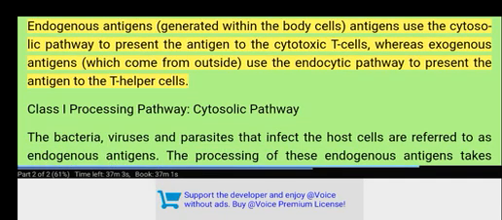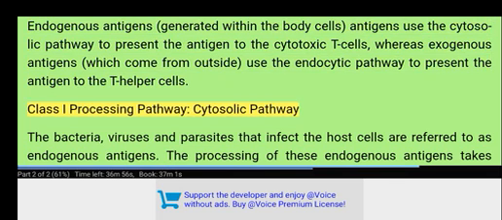Endogenous antigens generated within the body cells use the cytosolic pathway to present the antigen to the cytotoxic T cells, whereas exogenous antigens which come from outside use the endocytic pathway to present the antigen to the T helper cells. Class 1 processing pathway, cytosolic pathway.